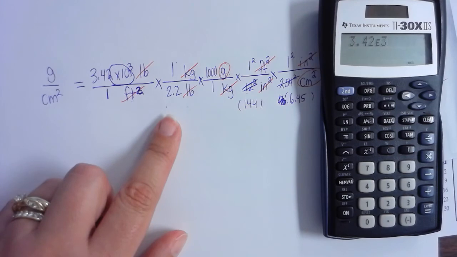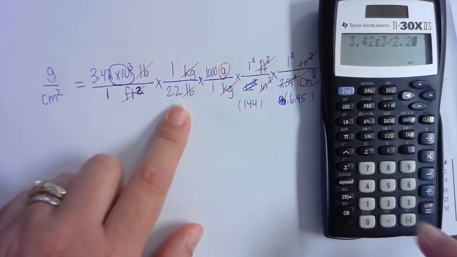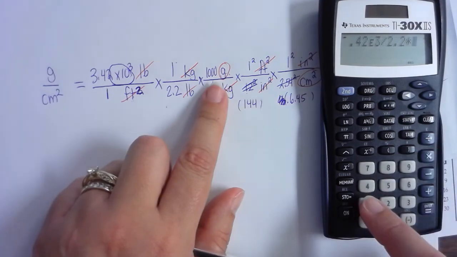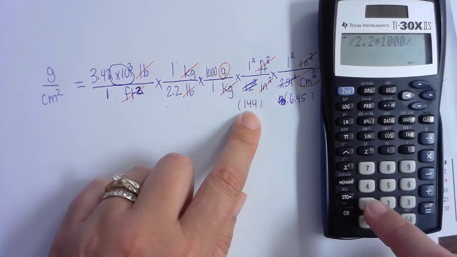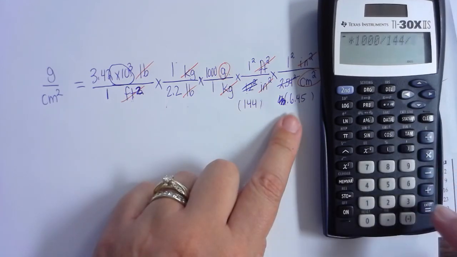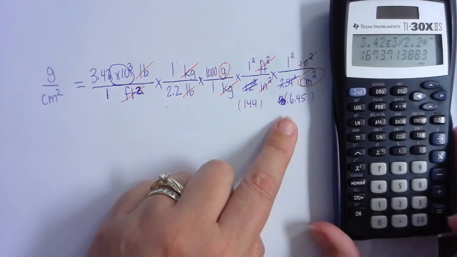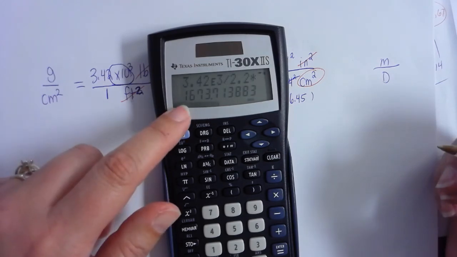Okay? You're going to hit divide 2.2 times 1,000. Divide 144. Divide 6.45. And then equals. And the answer that came up was 1673.7.